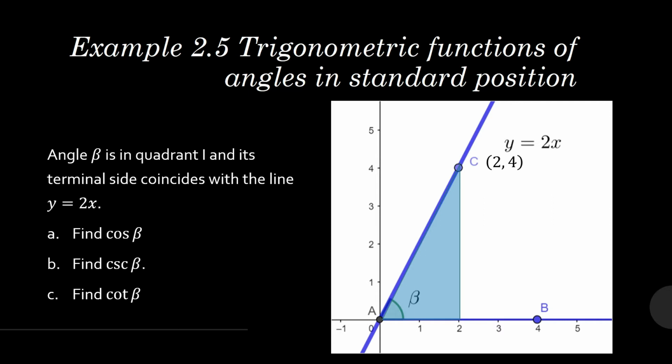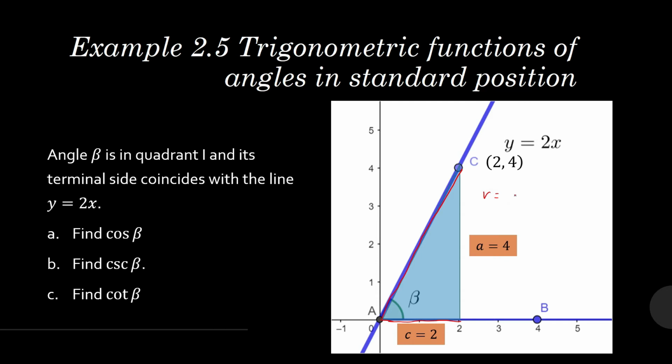So this right triangle has legs. The longer leg is equal to 4. This one is equal to 2. What about the hypotenuse? What is the length of your hypotenuse? Well, we shall compute for the length of this one. Let us call it r.